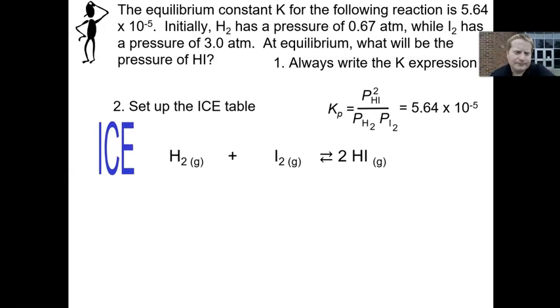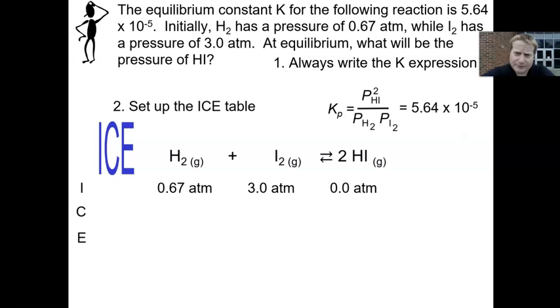So, ICE table, the I in ICE stands for initial, the C stands for change, and the E stands for at equilibrium. So we just take our initial values and plug those in beneath our balanced equation. So H2 started off with 0.67 atm, I2 started off with 3 atm, and we didn't have any information about products, so we're assuming we had no products. So 0 atm of products.